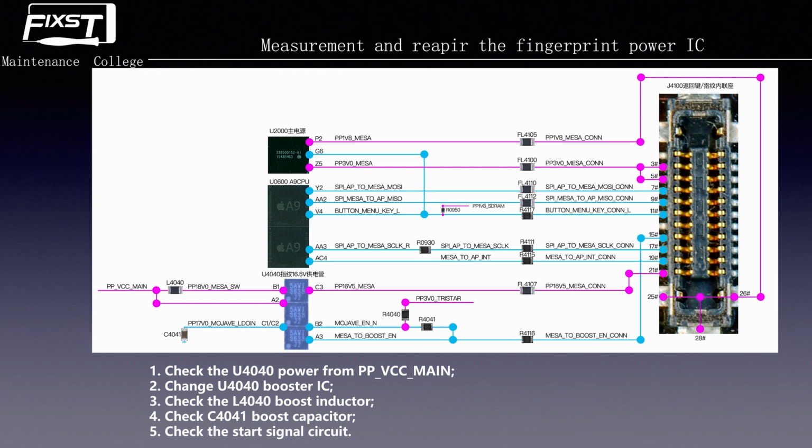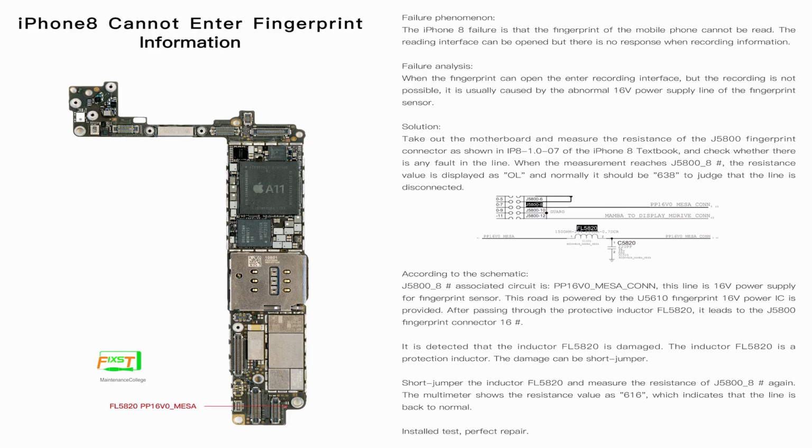Okay, now after that we show you some cases to let you improve quickly and understand more easily. Okay, this is the first case. This is an iPhone 8 that cannot enter fingerprint information. It means that the fingerprint cannot be recorded into the system. When the fingerprint is opened into the recording interface, the recording is not possible. And we have talked about this, it is usually caused by the abnormal 16 voltage power supply of the fingerprint sensor. And we can see the solution.